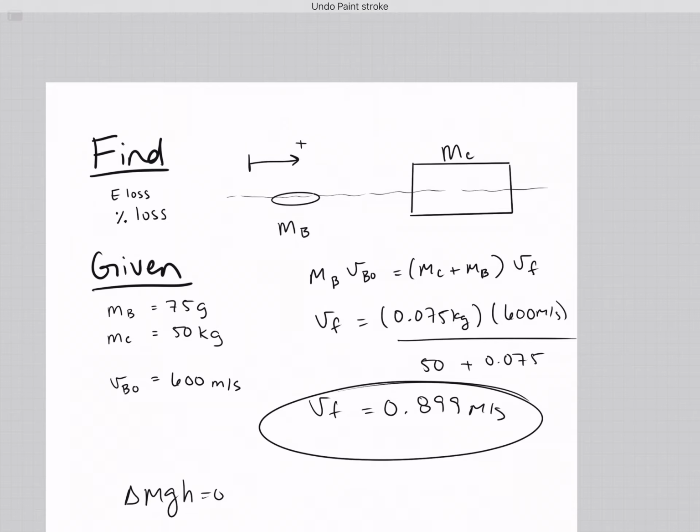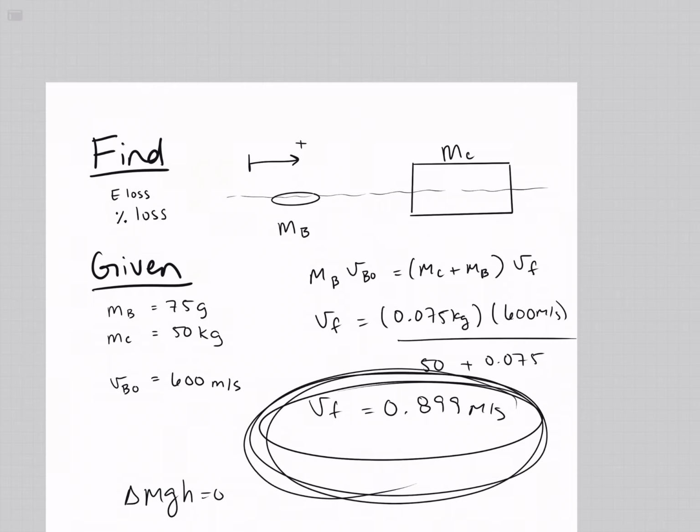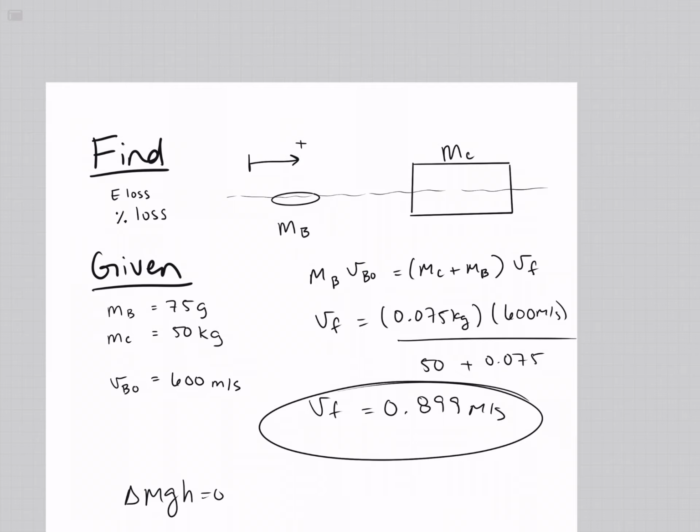So we're given a bullet and a cart. We're given information about the velocity of the bullet initially. Once we find the final velocity after that impact, we can use that final velocity in the energy equation, using the kinetic energy portion of it, to solve for the change in energy and therefore solve for the percentage.